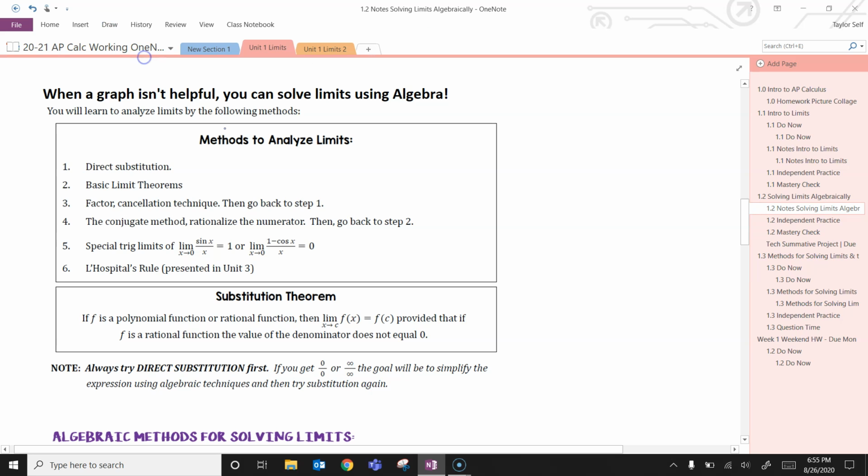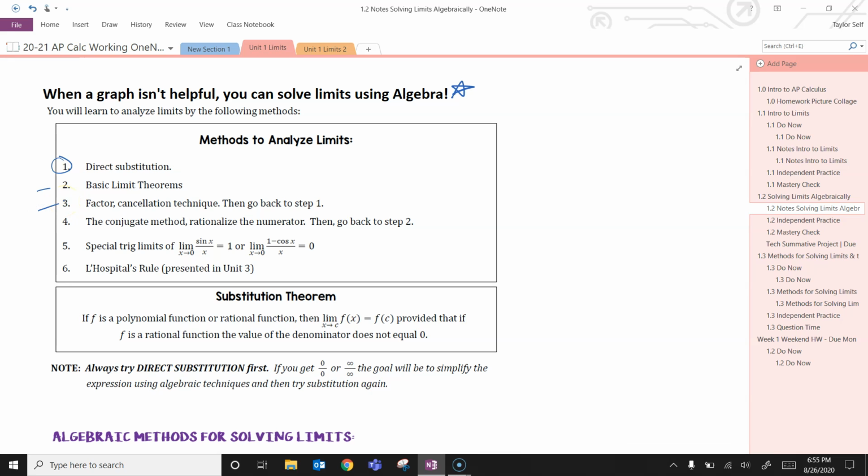So when a graph isn't helpful, you can solve limits using algebra. So that's what we're going to work on today. You eventually will learn how to analyze limits by all of these following methods. Direct substitution is going to be something we do today. We're going to learn a basic limit theorem. We're going to learn the factor cancellation technique today.